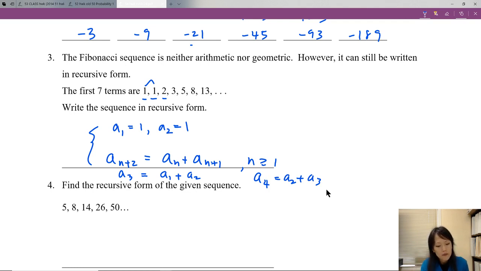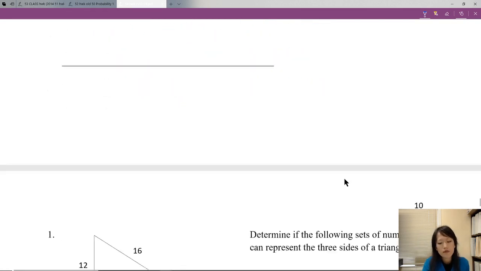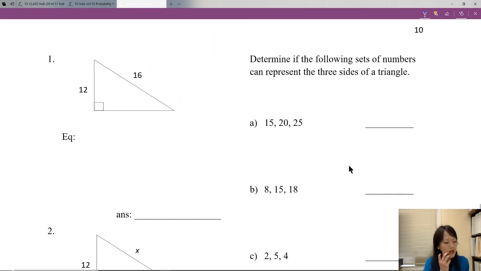Page 10. On page 10, let's talk about the Pythagorean theorem. Okay, pretty easy ones. Pythagorean theorem to find the third side. So for this one, yes, you could say this one will be unknown, right? X squared plus 12 squared equals 16 squared. There is a shortcut for doing this, but I'll show you both ways.